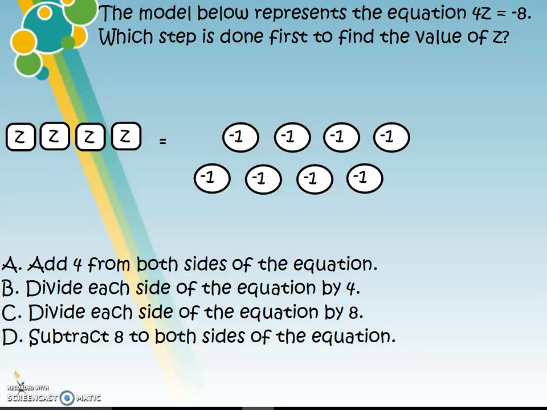The model below represents the equation 4z equals -8. Which step is done first to find the value of z? Well, we don't have to add or subtract anything, so now we just have to form groups, and we have to form 4 equal groups. So we're going to divide each side of the equation by 4.